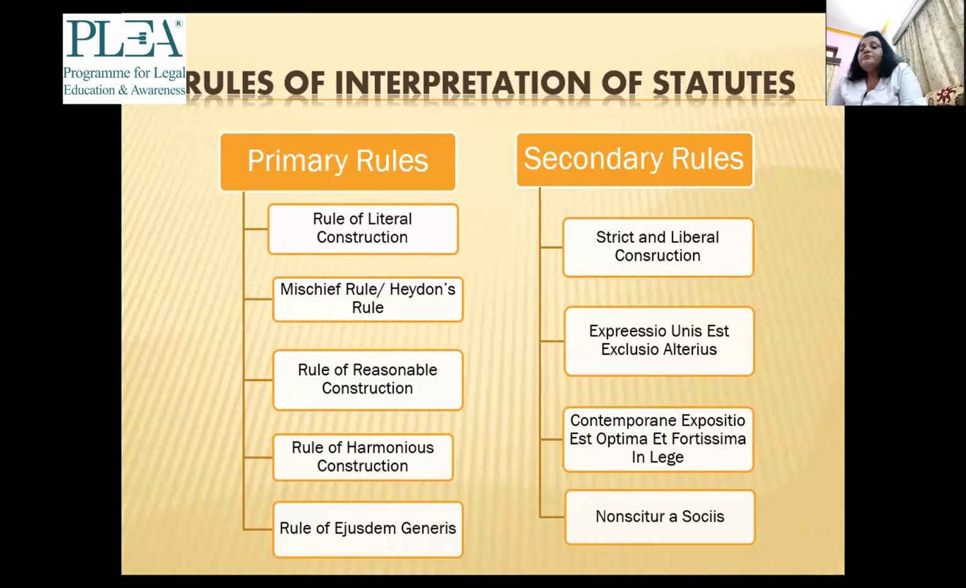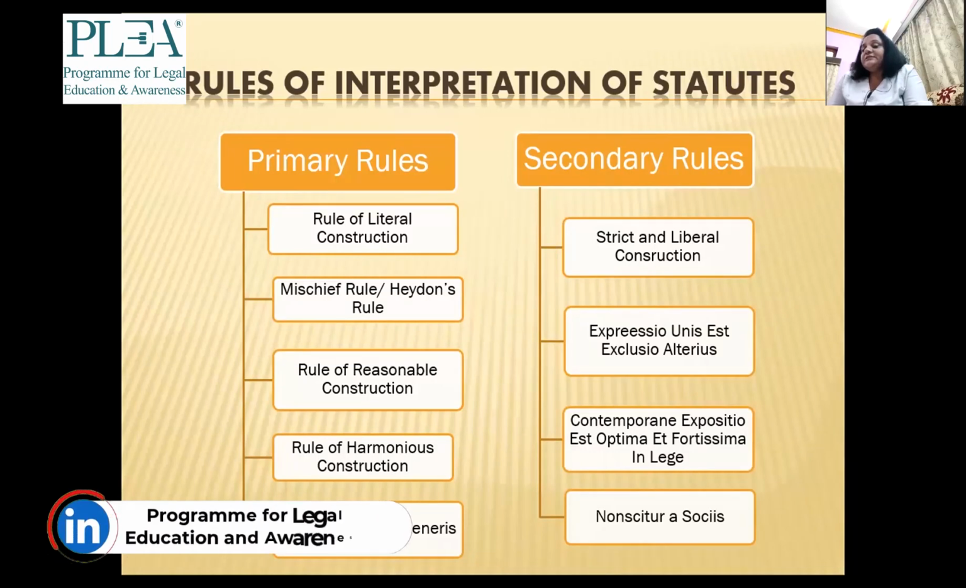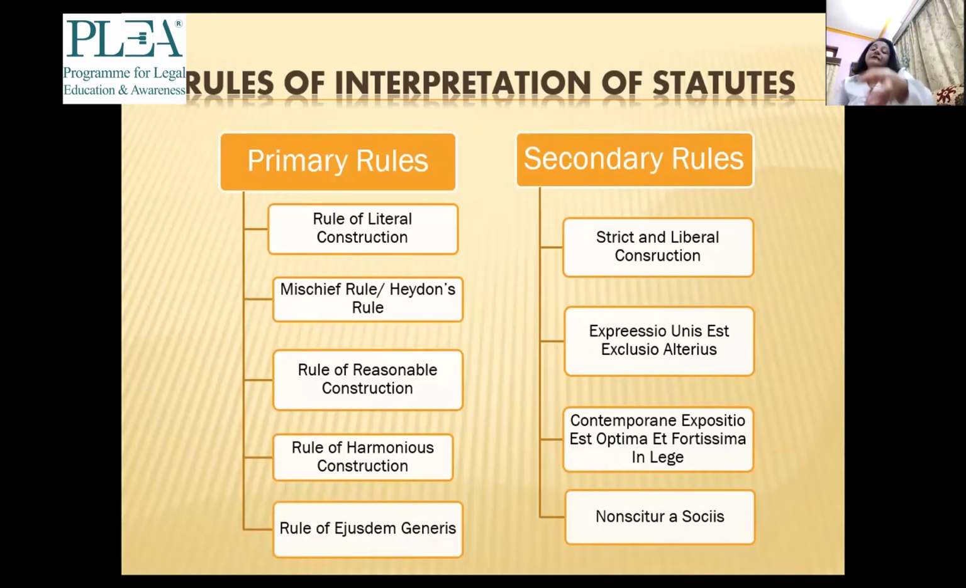And when we talk about the primary rules, it includes the rule of literal construction, the mischief rule, which was laid down in Heydon's case. That's why it's also known as the Heydon's rule. Another is the rule of reasonable construction, the rule of harmonious construction, and the rule of ejusdem generis. And when we are talking about the secondary rules, first is the strict and liberal construction, and another is the maxims, which we will try to decipher with the case laws.